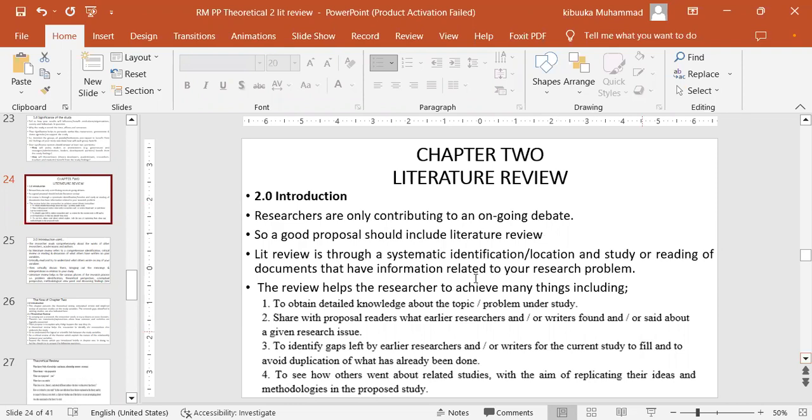Here we gave some of the few points, but I think the discussion I have given now gives you the importance of literature review. Some few points we gave here. As I said, the number one helps you to obtain detailed knowledge about the topic. I have explained this, how you become a knowledgeable scholar in your topic. And it helps you to share with the proposal readers what earlier researchers or writers said or found out about that research issue you are pursuing.